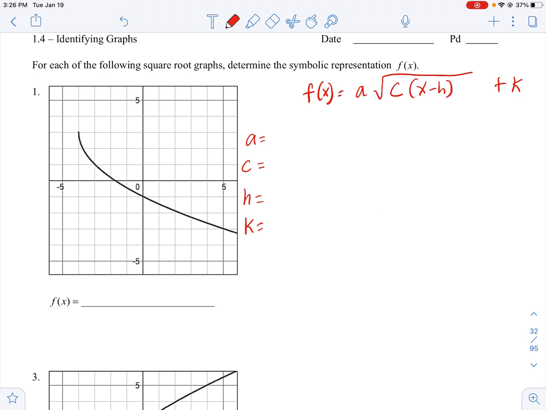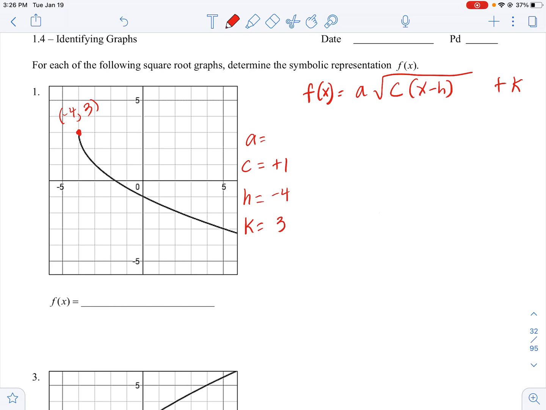If it's traveling to the left, then we have a -1. If it's traveling to the right, then we have a +1. But it looks like our graph is traveling to the right. So our c is +1. Our h and k is the vertex. So if this is our vertex here, we just have to figure out the coordinate of this point. So the coordinate of this point is -4, comma, what's that? 1, 2, and 3. So we have a -4 on the h, and we have 3 on the k.